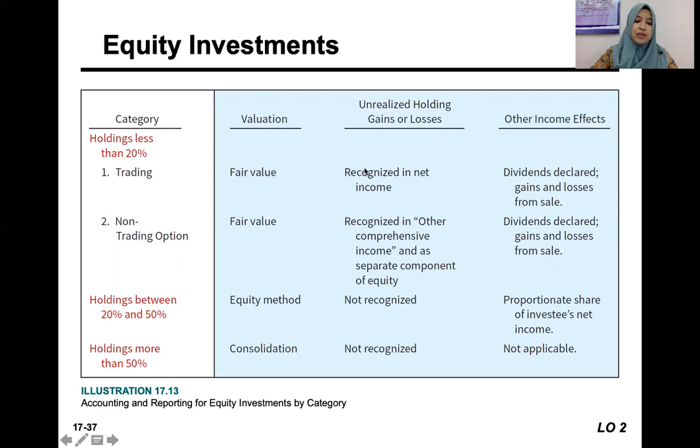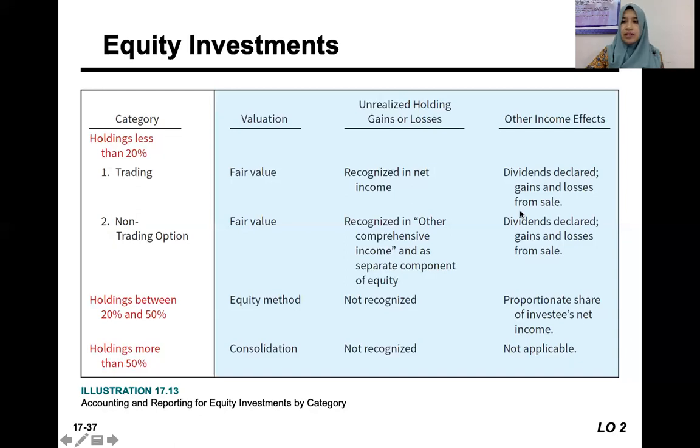Any unrealized holding gain or loss caused by the change in fair value will be recognized in the income statement. But for the non-trading category, any change in fair value which results in an unrealized holding gain or loss will be recognized in other comprehensive income, which is part of a separate component of equity. Other income effects are basically the same.